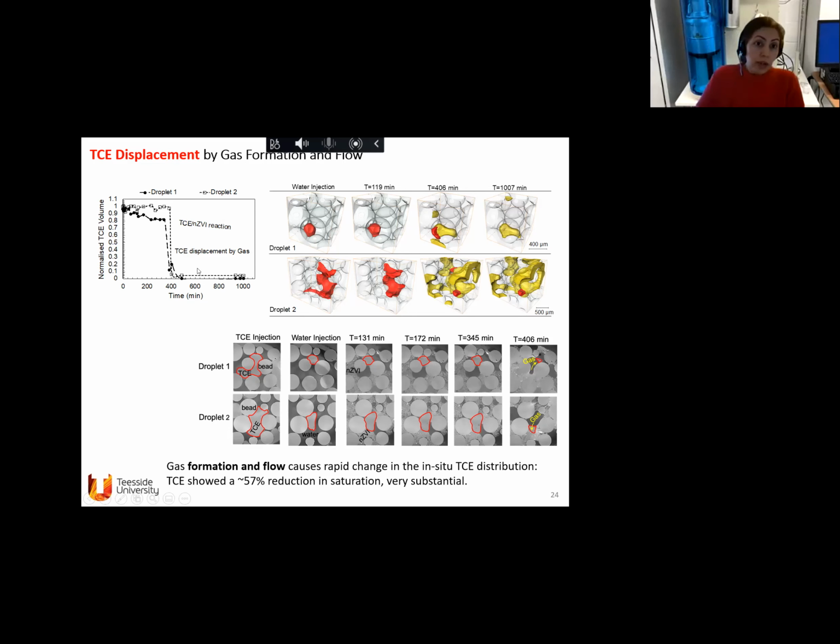Here you can see this quantitatively. So I'm showing you just the amount of TCE that we have in these two boxes. And as a result of this gas coming in, the amount of trapped TCE drops quite significantly and quite sharply. Overall, when you look at everything in the box that we imaged in the field of view, we had 57% reduction in TCE saturation, which is quite substantial.